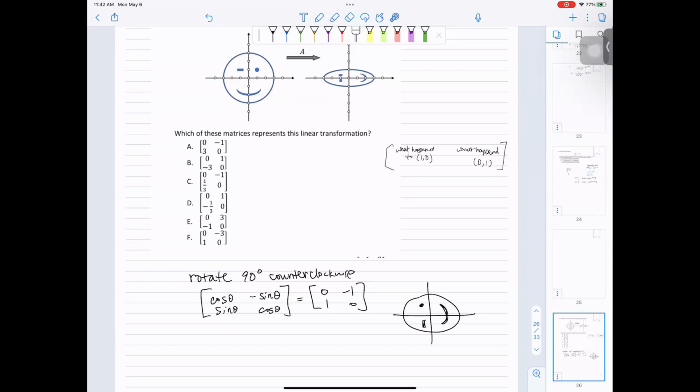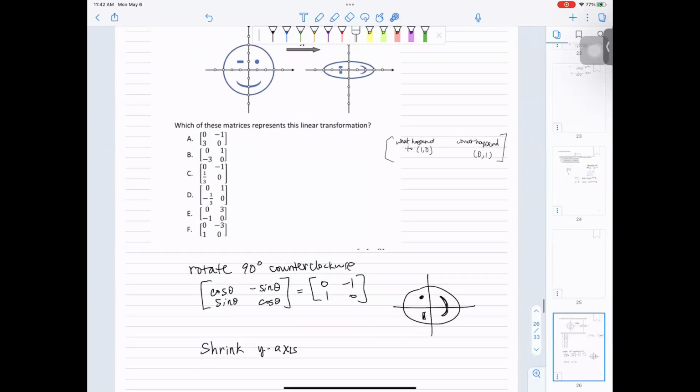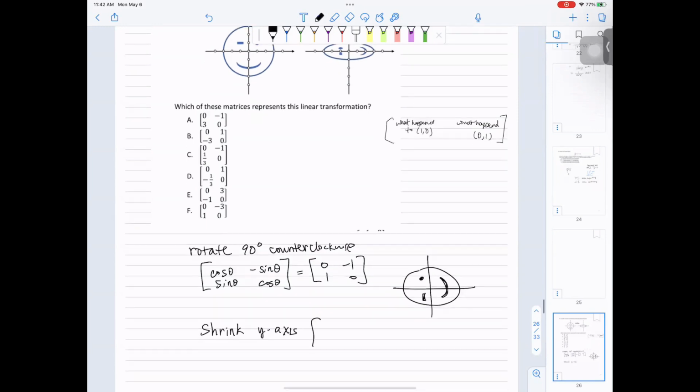Okay, and then let's see what happened. The x-axis stays the same, but the y-axis shrinks. So I want to shrink the y-axis. How much do I want to shrink it by? Well, originally the length was 3 here, and now it's only 1. So I shrink it by a third. So the x-axis stayed the same. Y-axis, I shrunk it by a third. So now it's a skinnier smiley face. Like that.